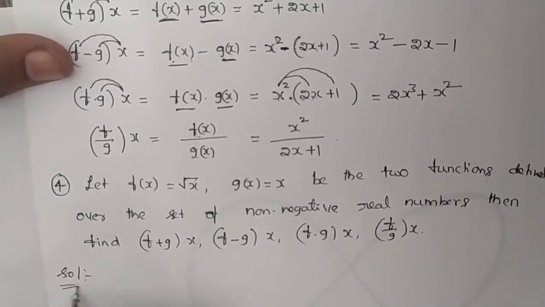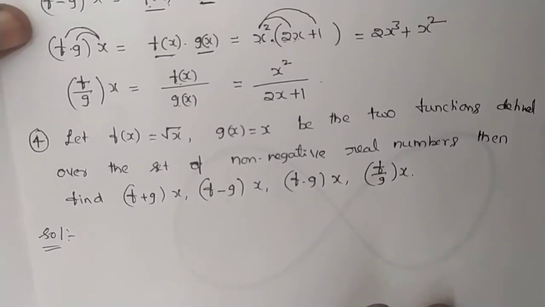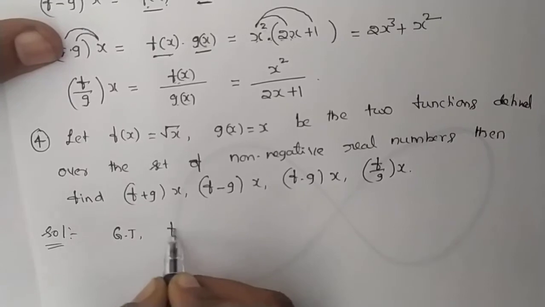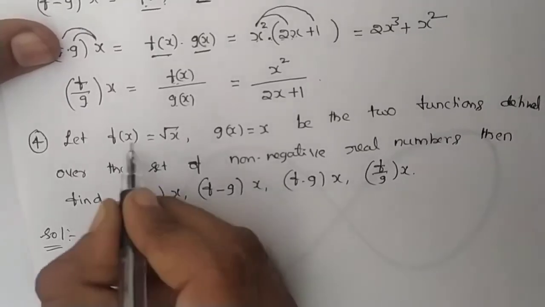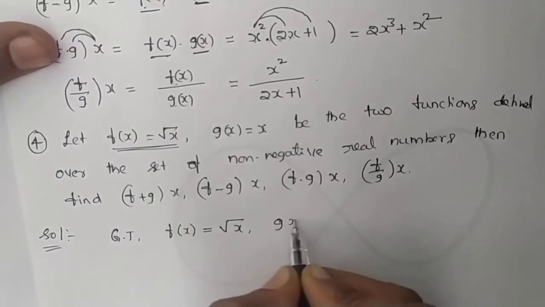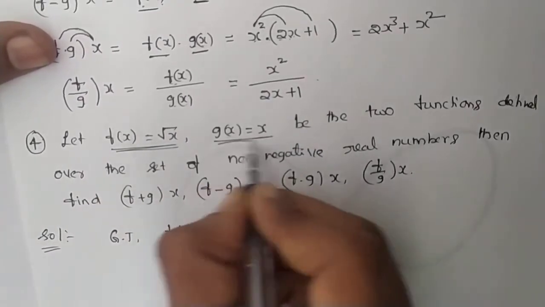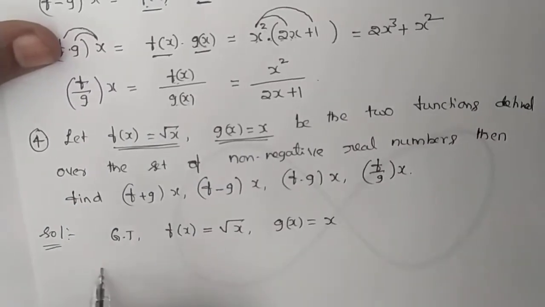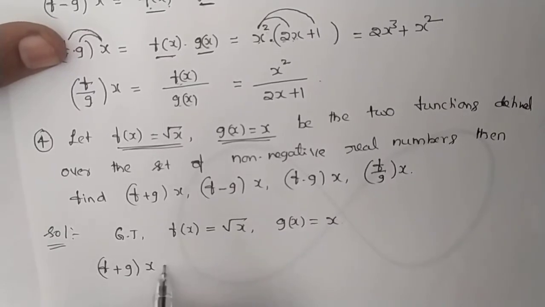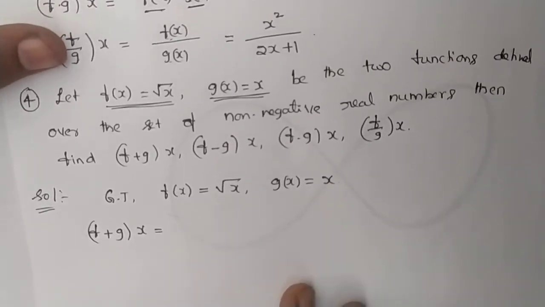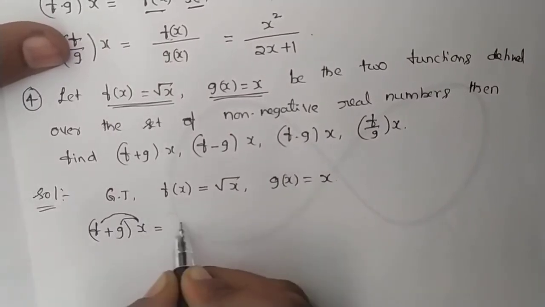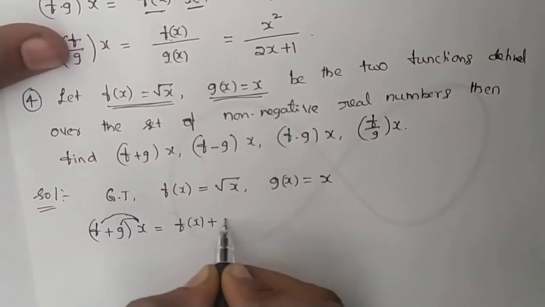Let us find out these functions. Solution. First write down the given functions. The given functions are f of x equals root x, g of x equals the given function, that is x. Let us find out f plus g of x. f plus g of x will be f of x plus g of x.